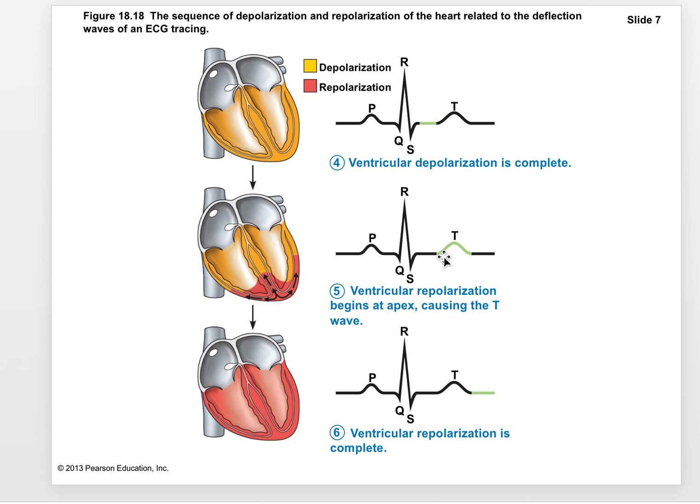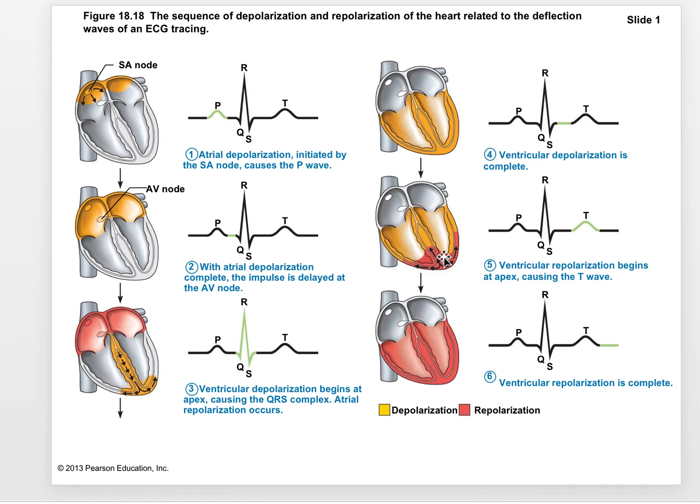So the thing you need to remember on the P waves is to know that the P wave represents atrial depolarization. The QRS wave represents ventricular depolarization plus atrial repolarization, and the T wave represents ventricular repolarization. This slide summarizes the last few slides.